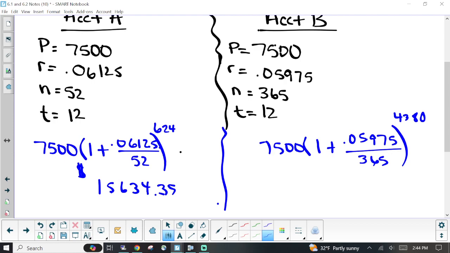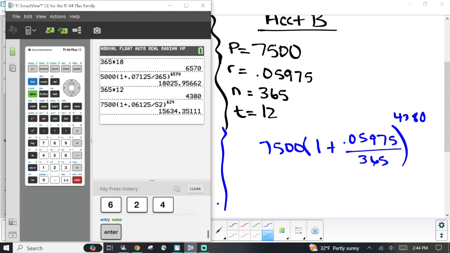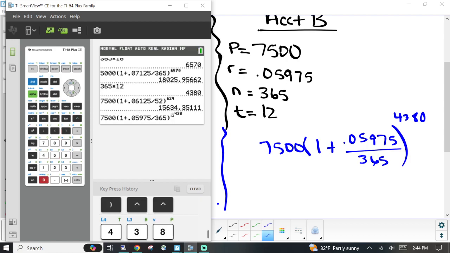Now we gotta do account B. 7,500 times 1 plus 0.0575 divided by 365. Throw that to the 4,380.